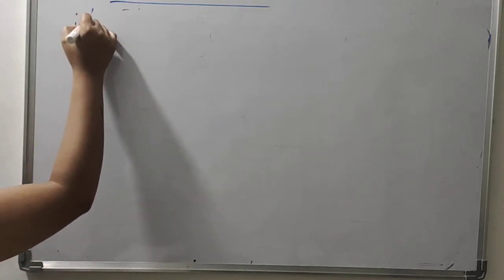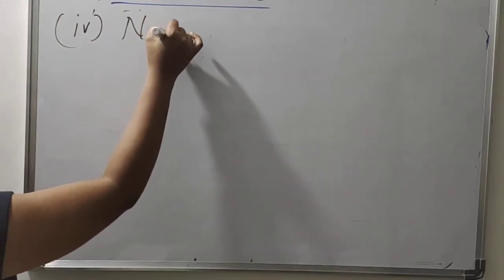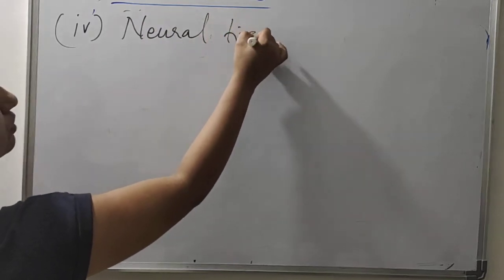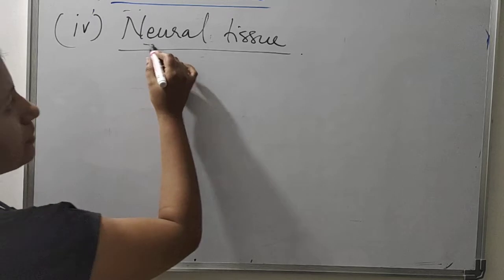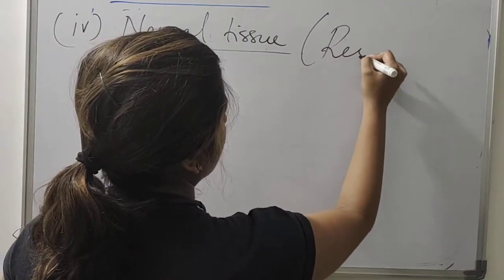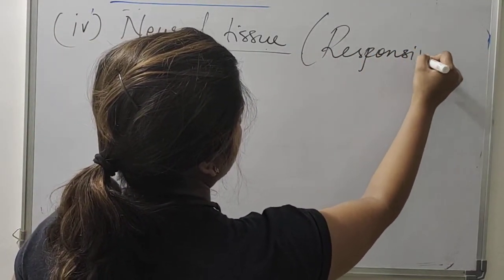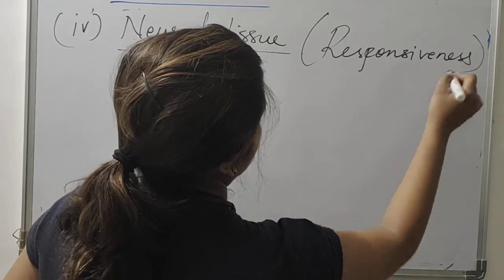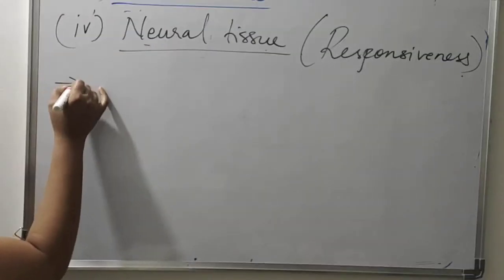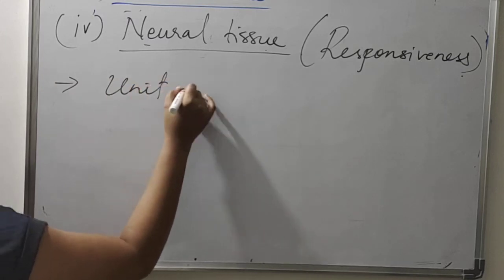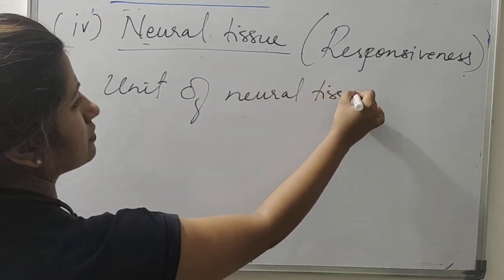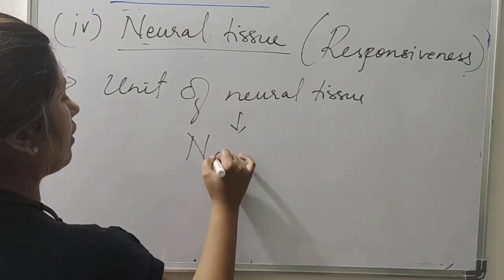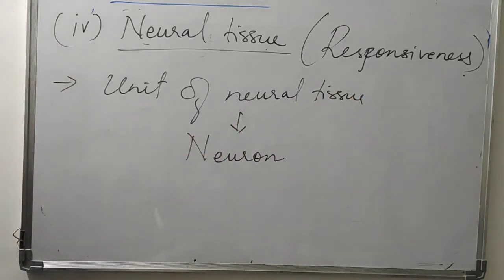Next we will see the last tissue, the neural tissue, which we can also call nervous tissue. So the purpose of nervous tissue is responsiveness. How do we respond to the environment? Responsiveness. So the structural unit of neural tissue is known as neuron. You have studied neuron earlier.